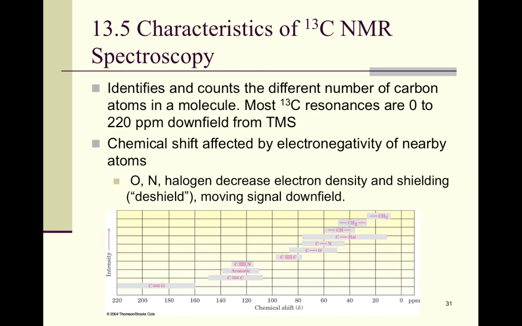Characteristics of carbon-13 NMR spectroscopy. Carbon-13 spectroscopy identifies and counts the different number of carbon atoms in a molecule. Most carbon-13 resonances are 0 to 220 parts per million downfield from TMS. Chemical shifts are affected by electronegativity of nearby atoms. Oxygen, nitrogen, and halogens decrease electron density and shielding, and this moves the signal further downfield.